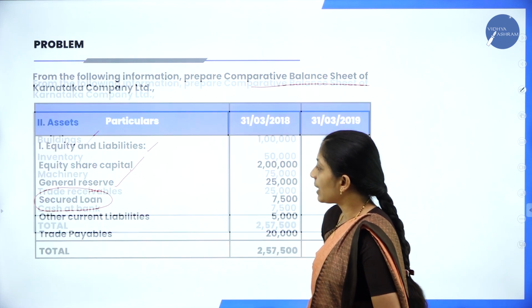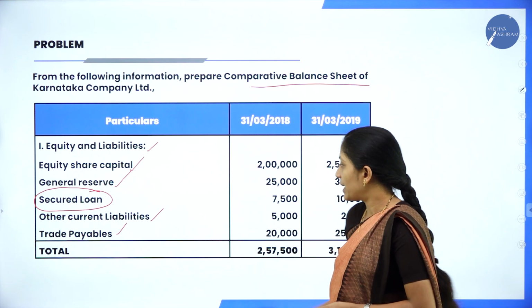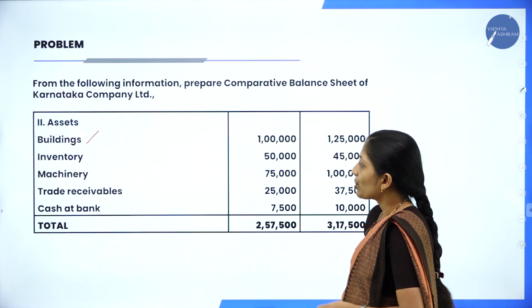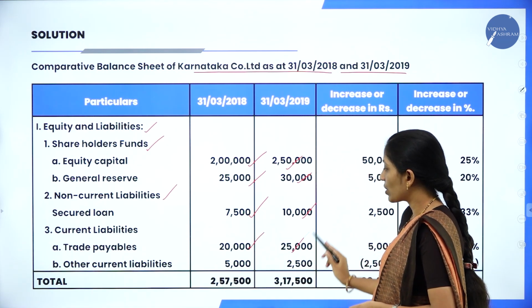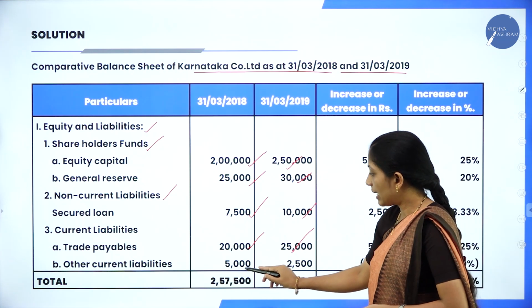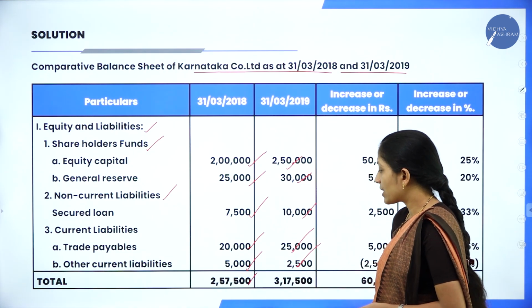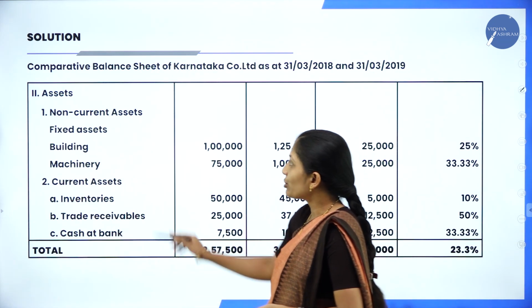Now current liability. So we have trade payables and other current liabilities. You will write the amount as it is, 5,000, 2,500. So you'll show that current liability. Under that trade payables 20,000 and 25,000. Other current liability 5,000 and 2,500. Total it is 2,57,500 and 3,17,500. Now coming to assets.